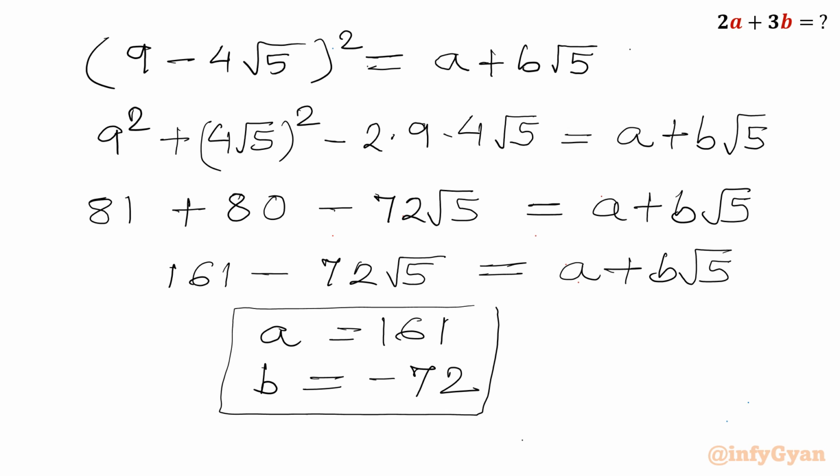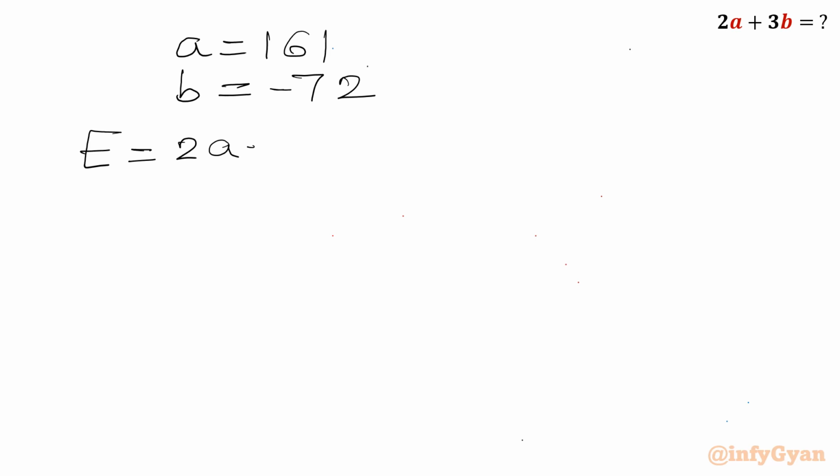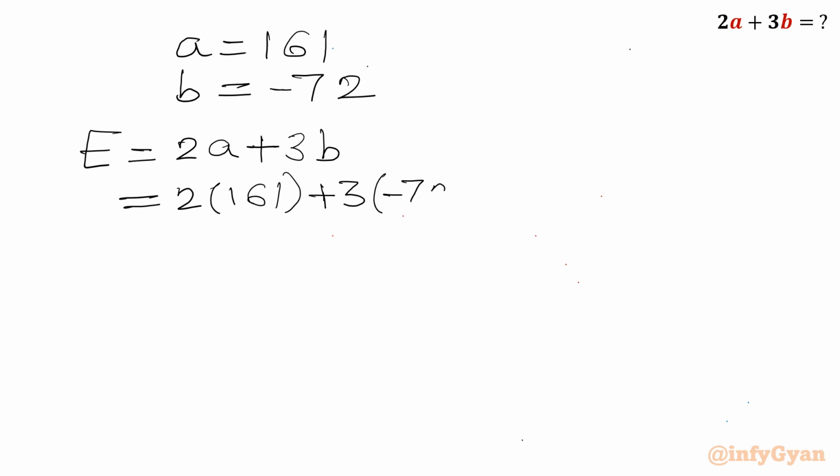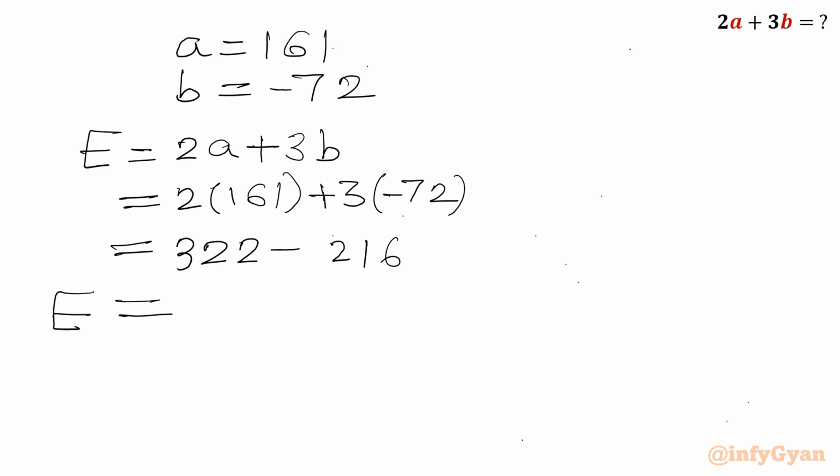Now we have to calculate our expression 2a plus 3b. Let us calculate. a equal to 161, b equal to negative 72. Expression E, I can write 2a plus 3b. Now I will apply the values: 2 times 161 plus 3 times negative 72. So this will give us 322 minus 216. So our final answer will become 106.